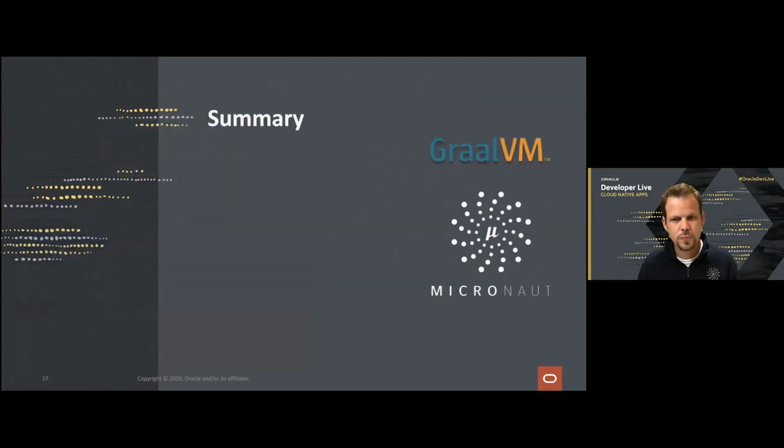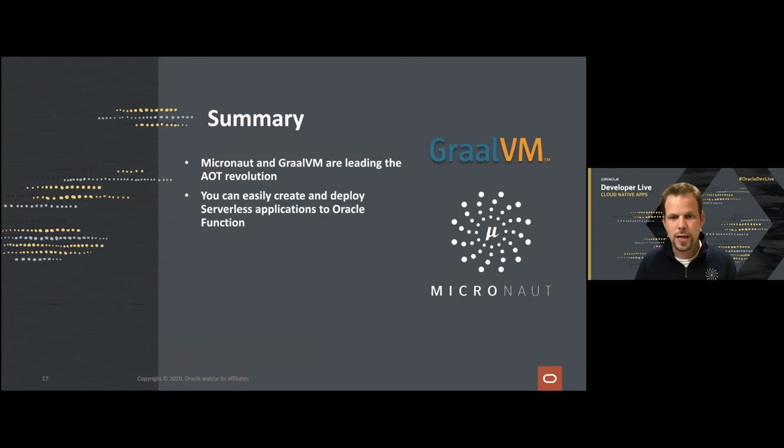So in summary, Micronaut and GraalVM are leading this AOT revolution of using ahead-of-time compilation to compute a native image that is more efficient and faster to start up, in terms of cold starts for serverless. You can easily create and deploy serverless applications with Micronaut and GraalVM and deploy them to Oracle Function, as I've just demonstrated.